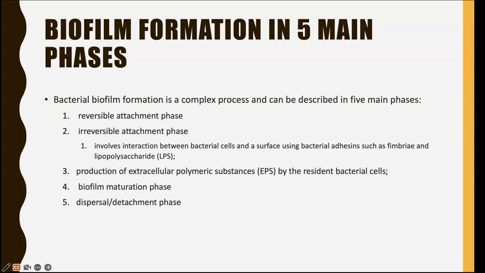Lastly is the dispersal and detachment phase, and this is basically where the bacterial cells can actually branch off from the community of the biofilm, and they can come back to an independent planktonic lifestyle, which means that this will allow them to reproduce even faster and with more protection.